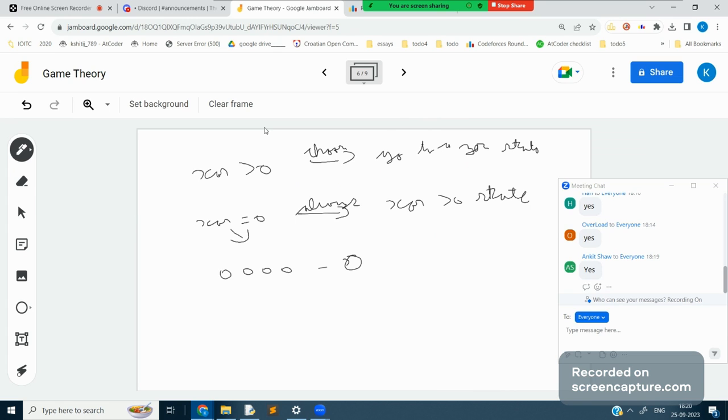So this is the entire problem. This is the solution of finding whether Alice or Bob has a winning strategy.